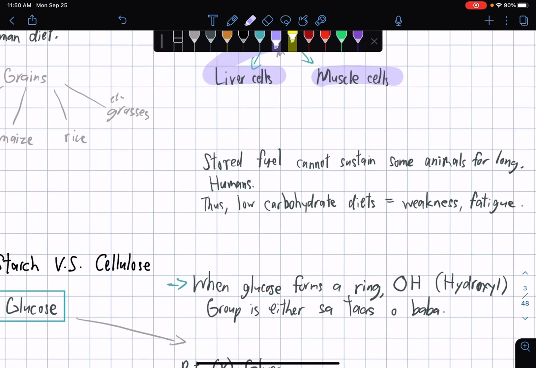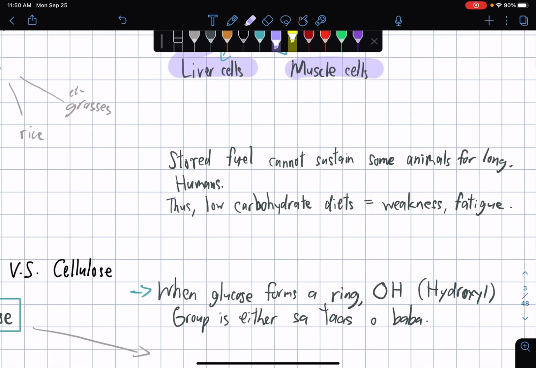Stored fuel cannot sustain some animals for long. So that's the reason why low carbohydrate diets can cause a higher tendency for weakness and fatigue.